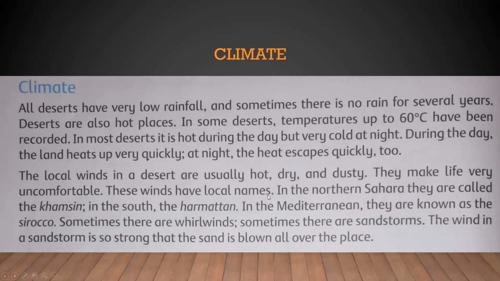These winds have local names. The people who are living in that area have their own names for the winds. We will take the example of the Sahara. In the northern Sahara, they are called the Khamsin. In the south, Harmattan. In the Mediterranean, they are known as the Sirocco. Okay, these are the different names of one type of wind.